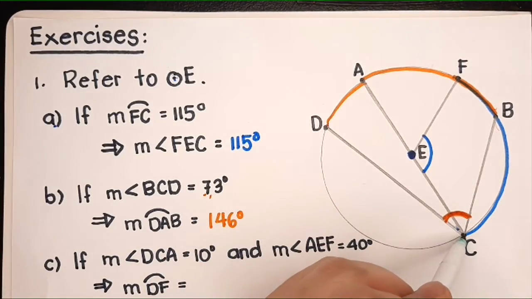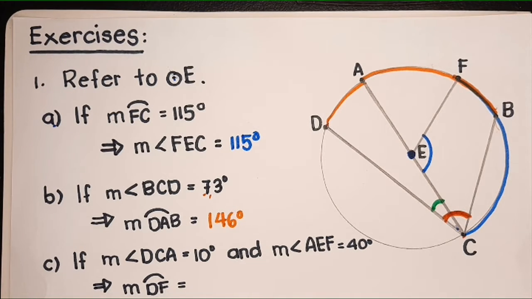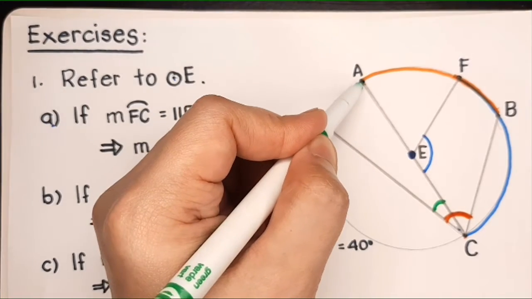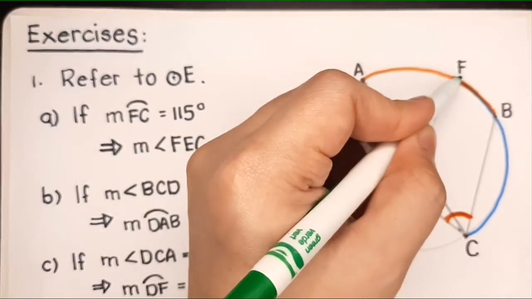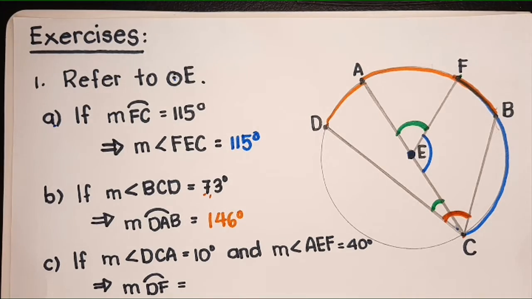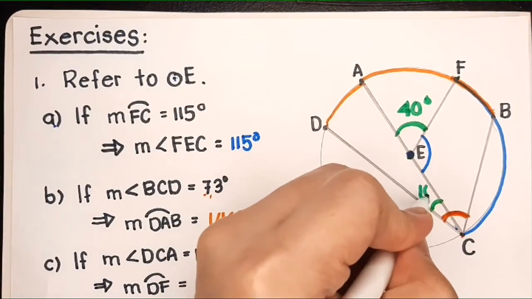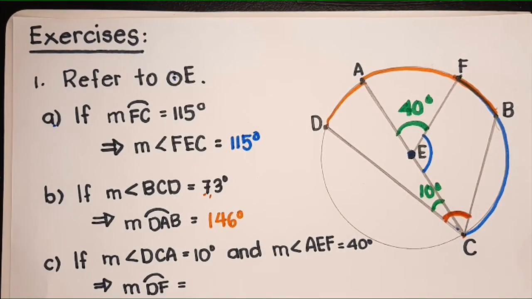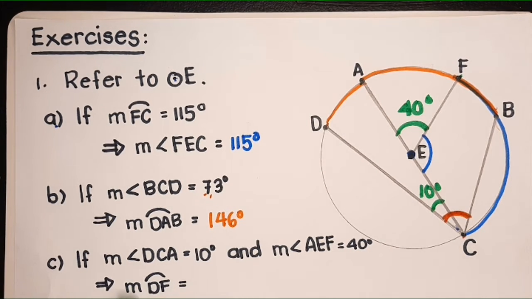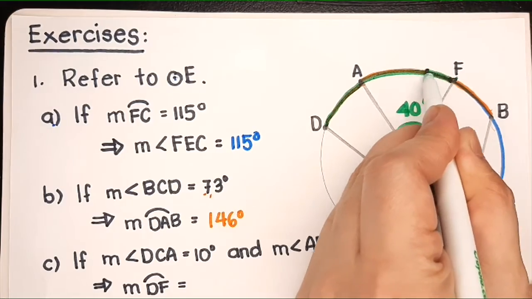It says here, the measure of angle DCA, where is that? DCA. So, here. The measure of that angle is 10 degrees. Well, the measure of angle AEF, so AEF. So, this one. That measures 40 degrees. Oh, let me write. This measures 40 degrees and this measures 10 degrees. What is the question? What is the measure of arc DF? Where is that? Here. This is arc DF.